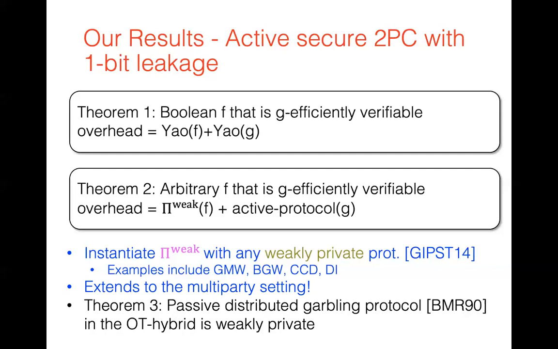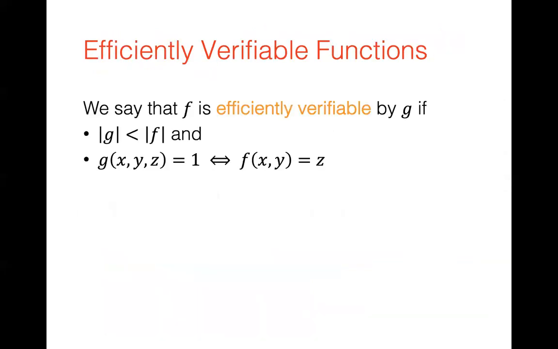I haven't said what G efficiently verifiable means. Okay, so we're going to say a function F is efficiently verifiable by another function G if the complexity of G is significantly smaller than F, and G is a predicate that will evaluate to 1 on inputs X, Y, and Z if and only if Z is the result of the computation of F on X, Y. Okay, so G is sort of a checker for the result of the computation by F.